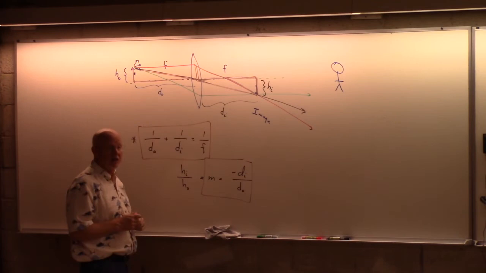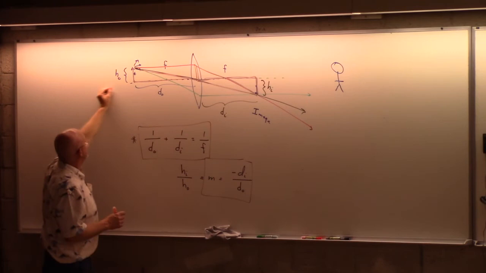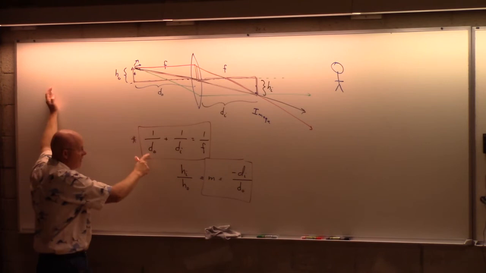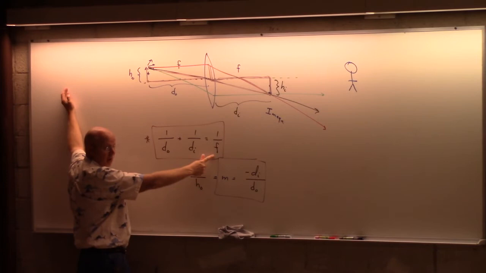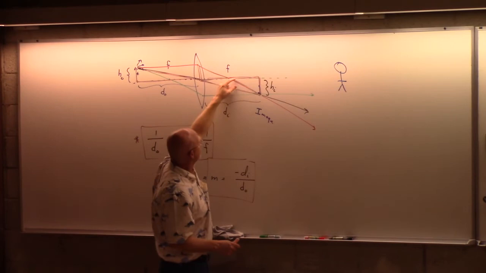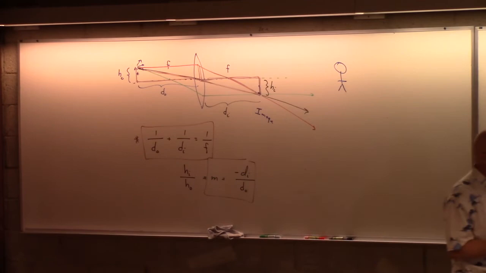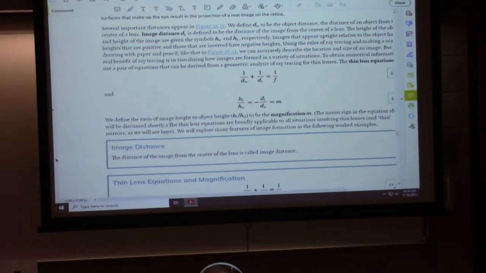But I'm hoping you can visualize if this was further out, and you can see it in the math. If that number got bigger, then that number would have to get smaller in order to always equal the same number, a constant. And so what would happen is this would move closer in and get smaller. So we would have an upside down small image.